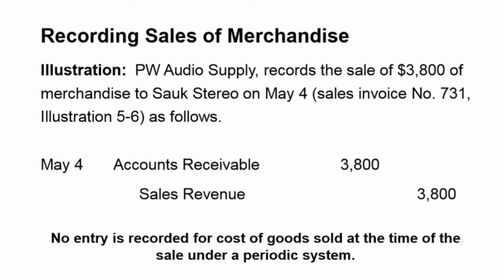Dito, kay PW Audio Supply, they record the sale of 3,800 of merchandise. Di ba before meron tayong yung cost dyan. But dito, ang i-account lang natin is yung para sa selling price. So, like for that one, ang entry natin would be debit accounts receivable, 3,800, and credit sales revenue or sales income, 3,800. So, no entry is recorded for cost of goods sold at the time of sale under a periodic system.